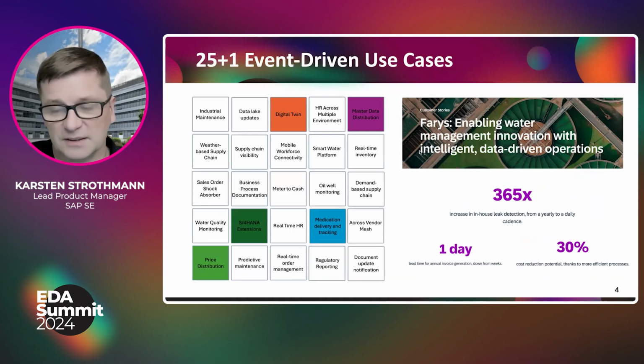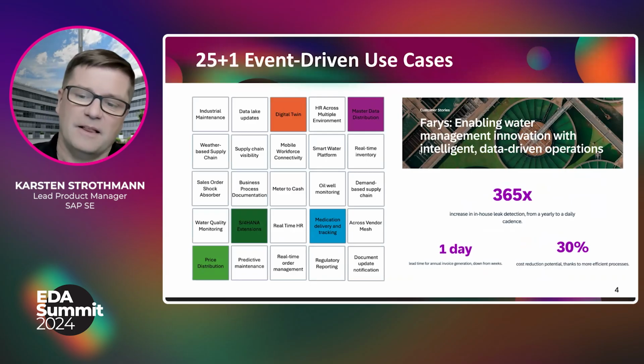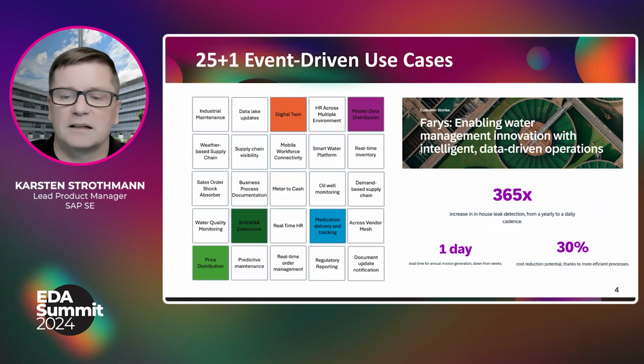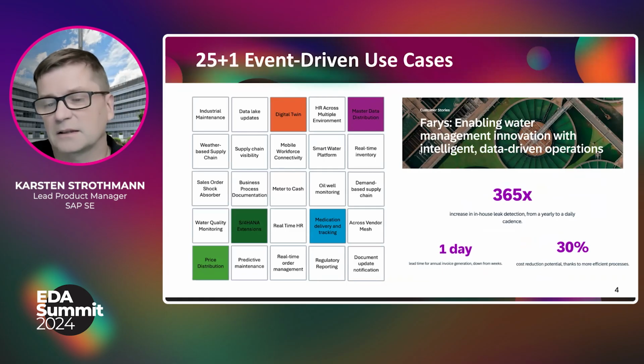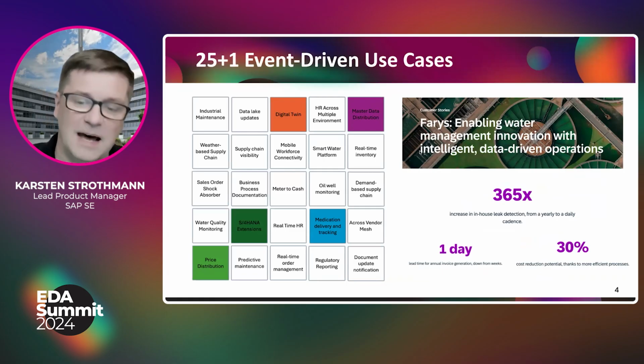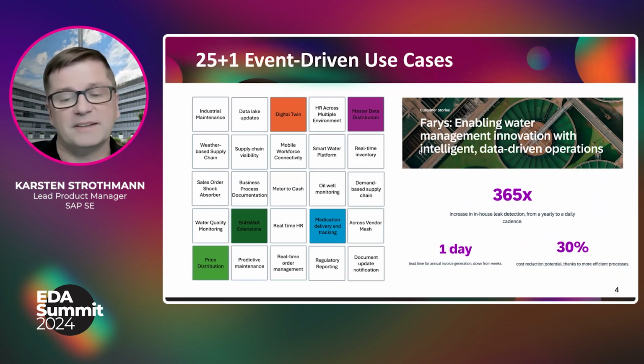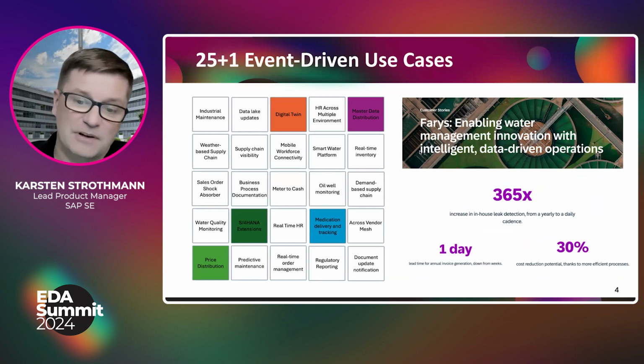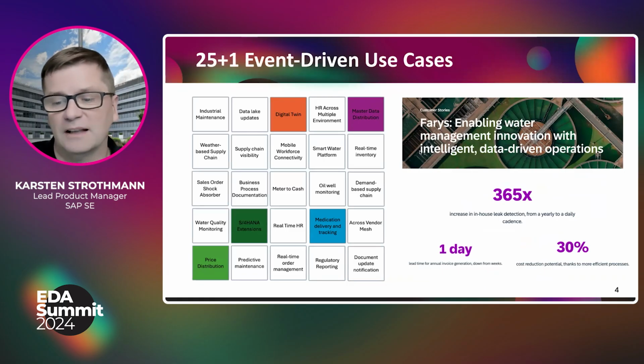I like that a lot because it really explains the value of real time. That is more like something that is sensor-based, right? So this is not necessarily based on a business process. If you look at the lower number here, 1 day, this is completely business. So the lead time for annual invoice generation has come down from weeks to 1 day. Overall, it's 30% cost reduction potential right there.